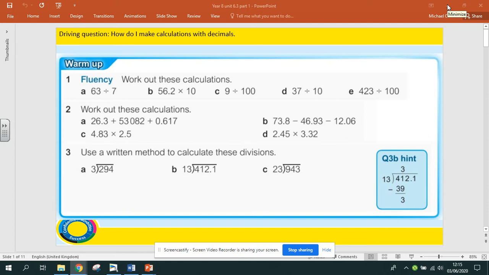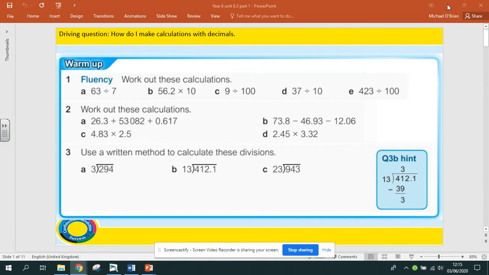Hello, welcome to our next lesson on decimals with the driving question, how do I make calculations with decimals? So the first thing we're going to do this morning is start work on a few relatively simple calculations, things that we should all be familiar with.